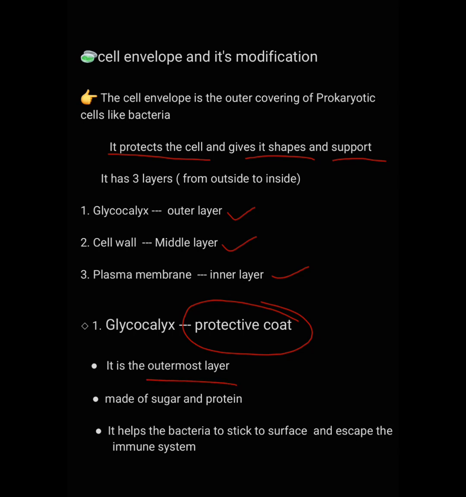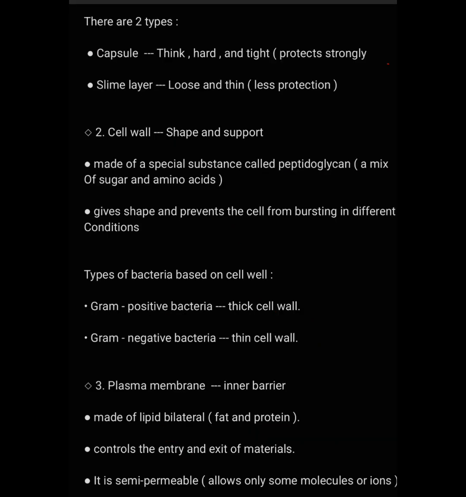It is the outermost layer and is made up of proteins and sugar. It helps the bacteria to stick to surfaces and escape the immune system. There are two types of glycocalyx: capsule and slime layer. Capsule is thick, hard and tight, and protects strongly. Slime layer is loose and thin, and gives less protection compared to the capsule.